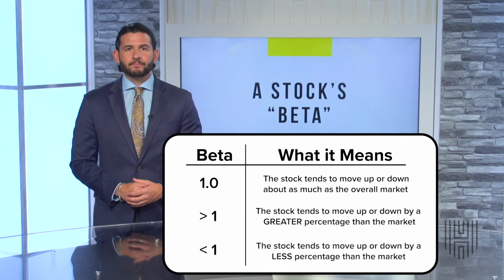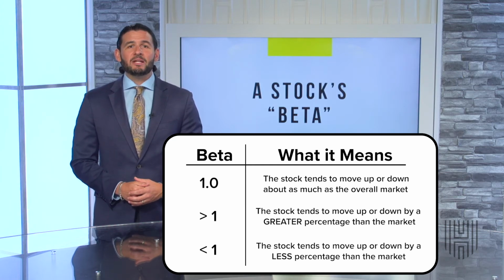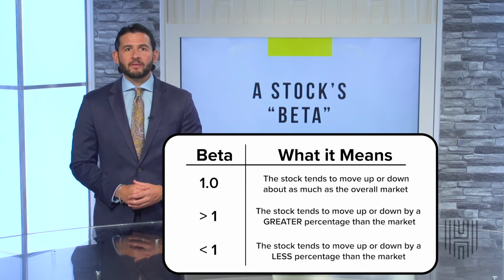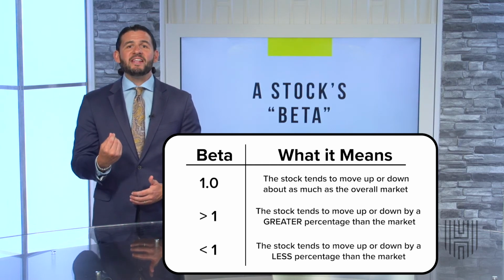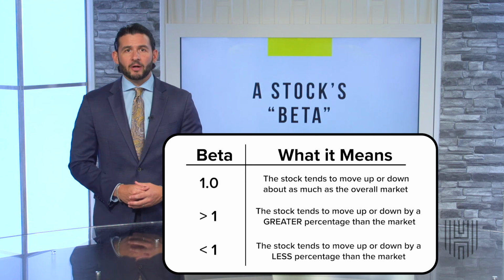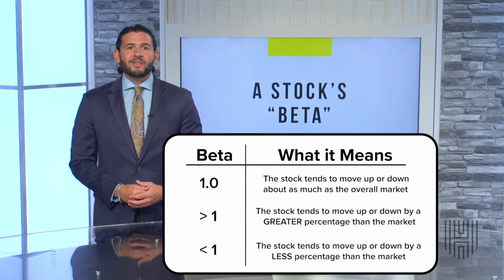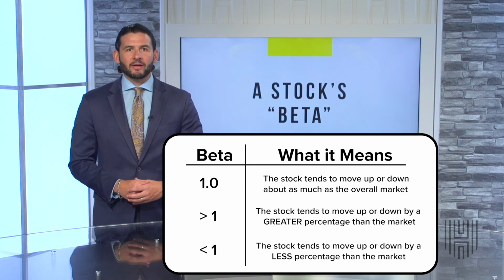We can think of this as the ratio of a stock's movements relative to the market, as shown in this table. Now, with a beta of 1, the stock tends to move up and down just as much as the overall market. With a beta greater than 1, the stock tends to move up and down by a greater percentage than that of the market. And lastly, with a beta less than 1, the stock tends to move up and down by less than the market.